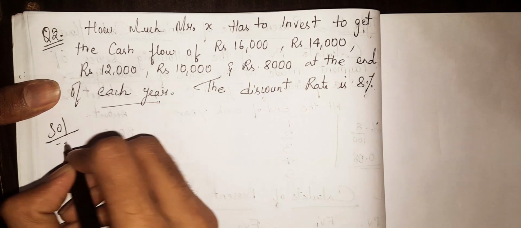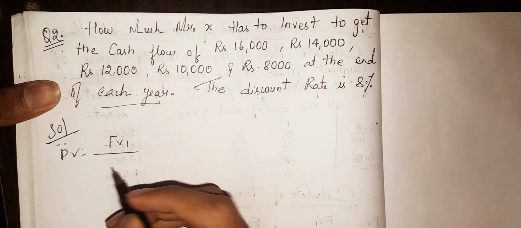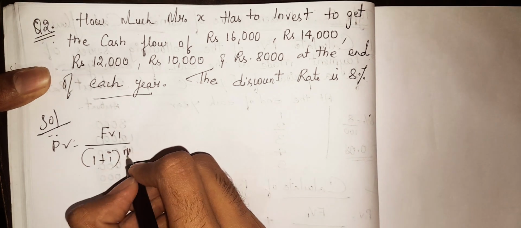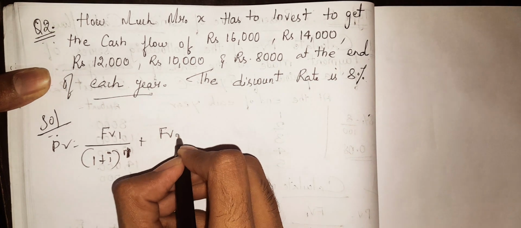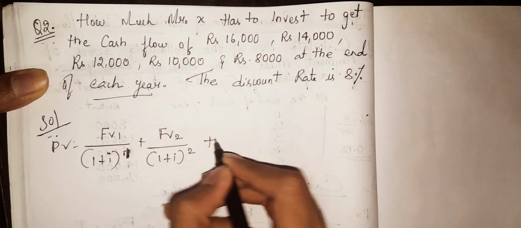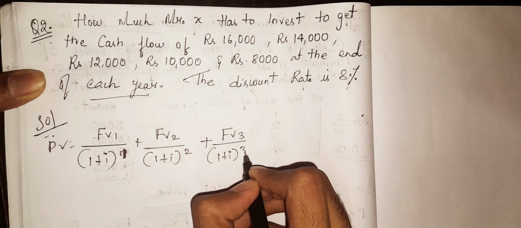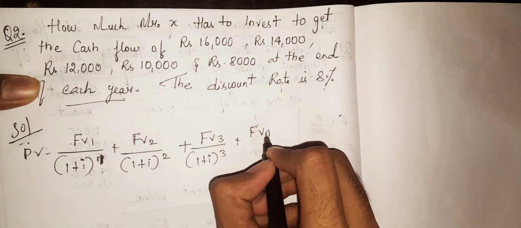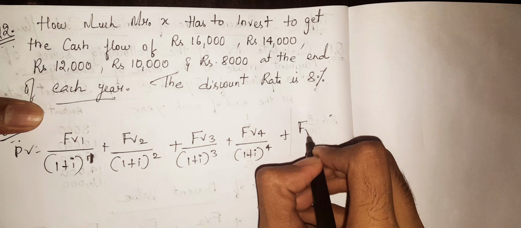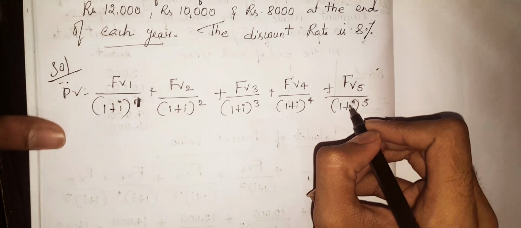So let us calculate. The formula to calculate the present value is future value of first year divided by (1 plus i) to the power of 1, plus future value of second year divided by (1 plus i) to the power of 2, plus future value of third year divided by (1 plus i) to the power of 3, plus future value of fourth year divided by (1 plus i) to the power of 4, plus future value of fifth year divided by (1 plus i) to the power of 5.